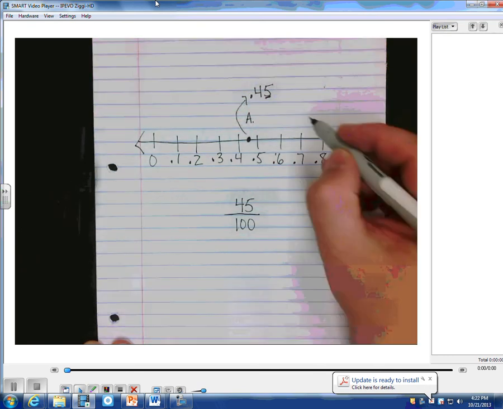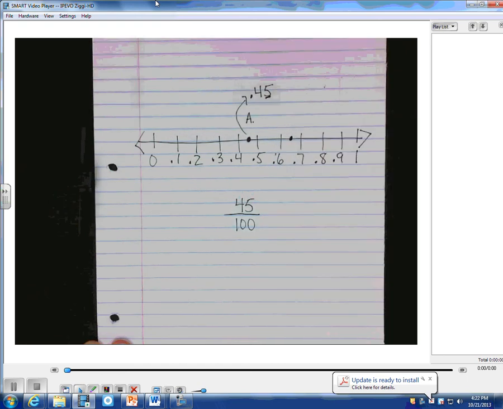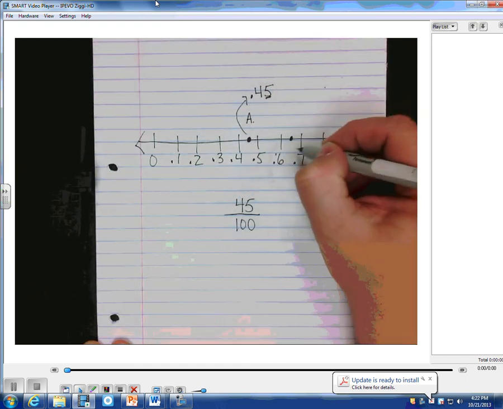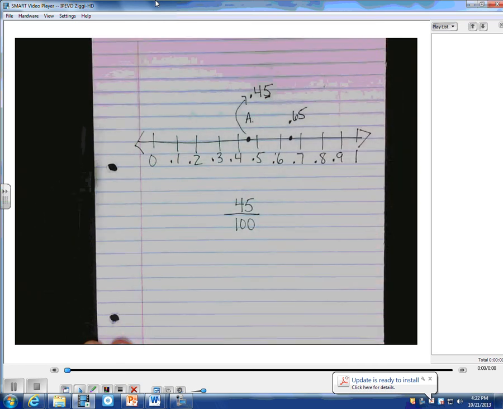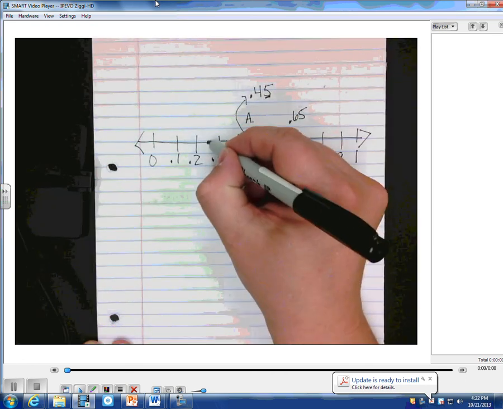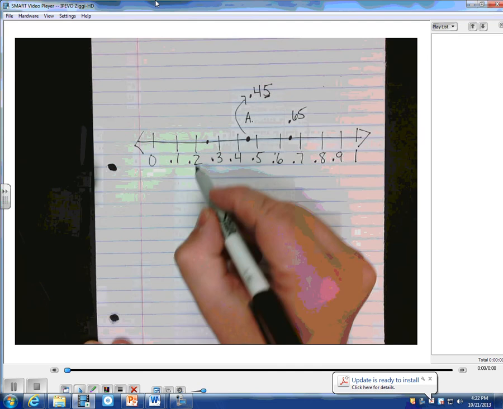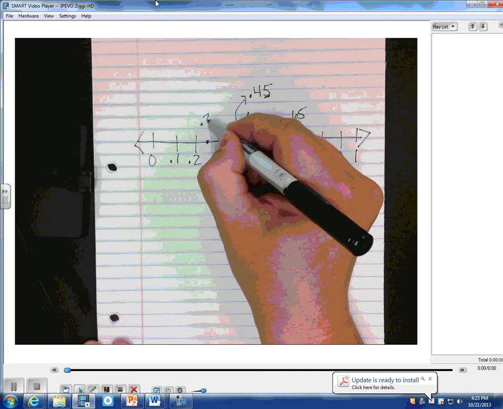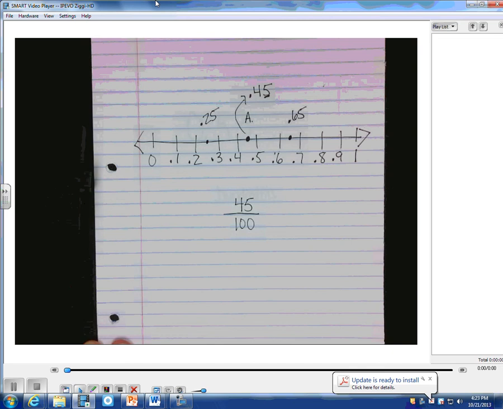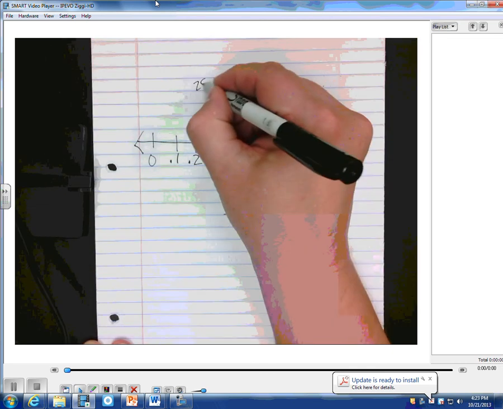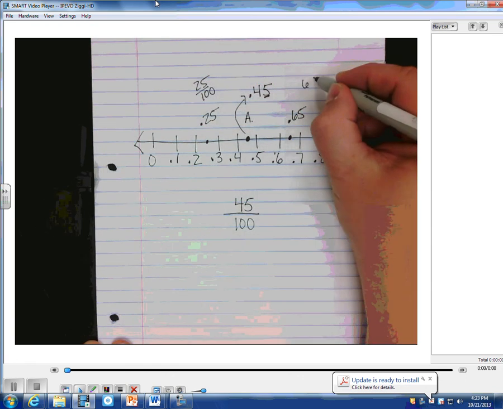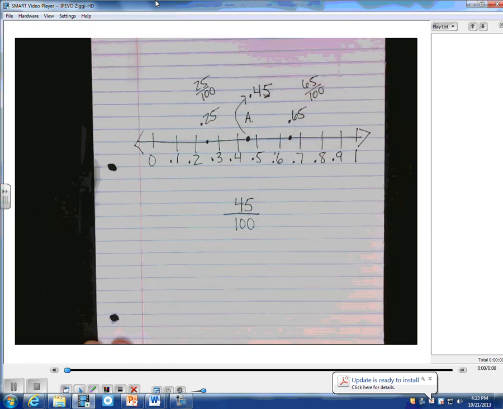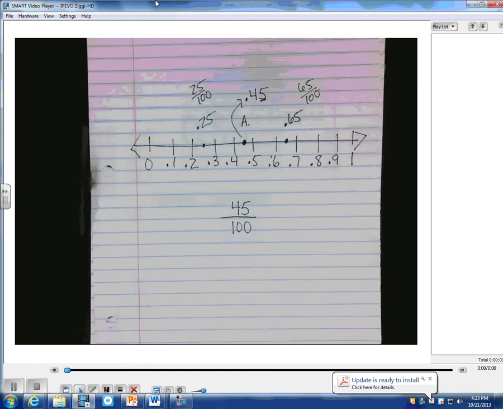For example, if this would have been here, between 6 and 7, it would have been 65 hundredths. This would have been right between here. This would have been 25 hundredths. And I could have written the fraction 25 hundredths. I could have written this fraction 65 hundredths. Okay? That is number 5.